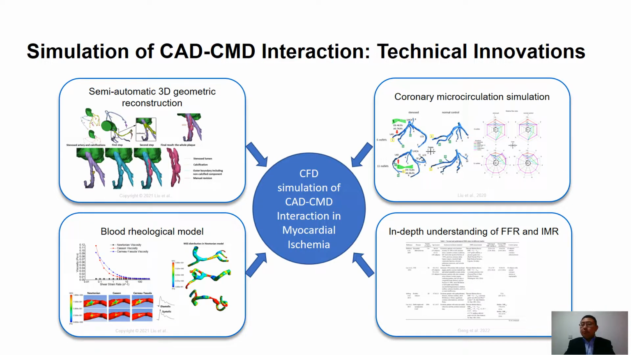So, in this model, we combined the technical innovations in our previous studies. First, we used a semi-automatic 3D reconstruction procedure to improve the accuracy of the artery geometry. We adopted the Newtonian blood rheological model based on our earlier comparison between Newtonian and non-Newtonian models upon different hemodynamic parameters. Our earlier results show that the Newtonian fluid model can achieve high accuracy in estimating FFR, pressure, and flow velocity. That's why it was used in this study.